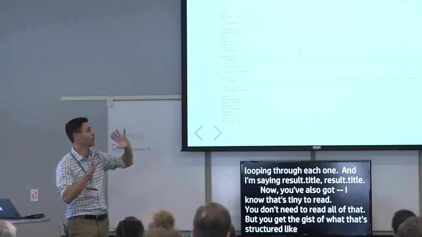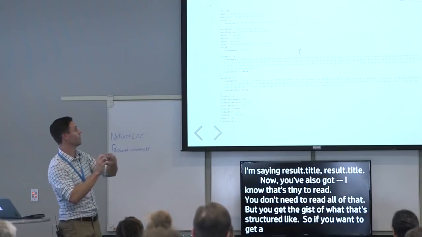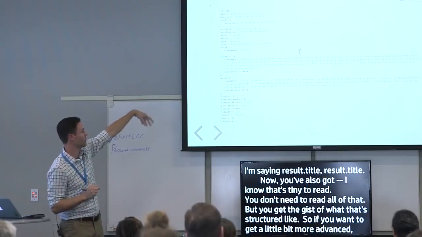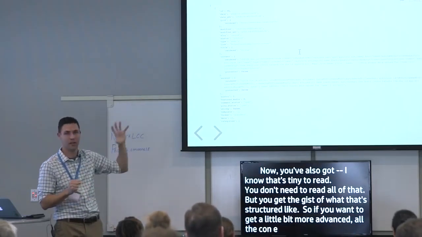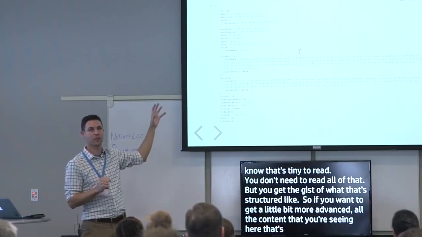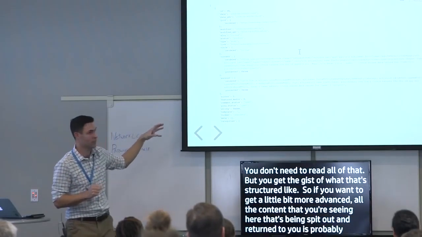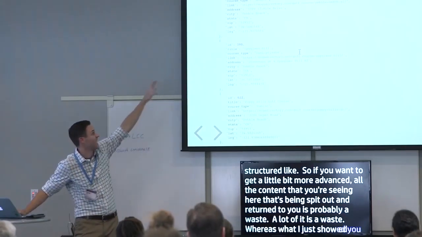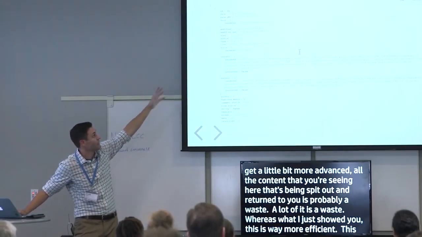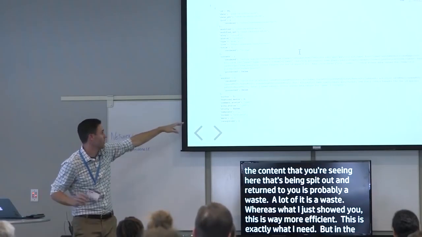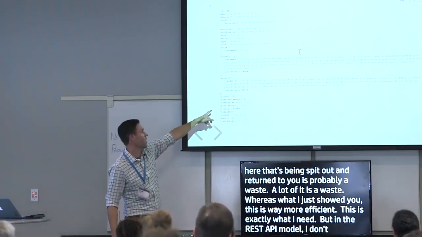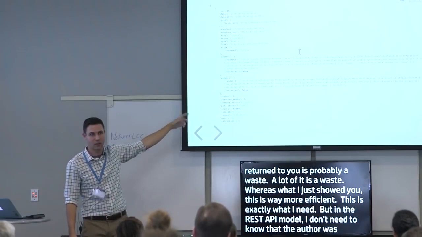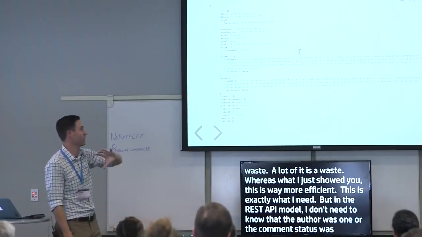So if we want to get a little bit more advanced, all the content that you're seeing here that's being spit out and returned to you is probably a waste. A lot of it is a waste, whereas what I just showed you is way more efficient. This is exactly what I need. But in the REST API model, I don't need to know that the author was one or the comment status was open. That's wasted data coming down the pipeline, right?